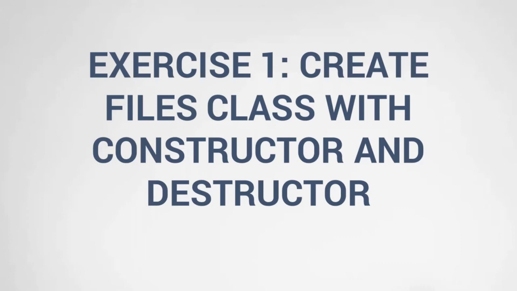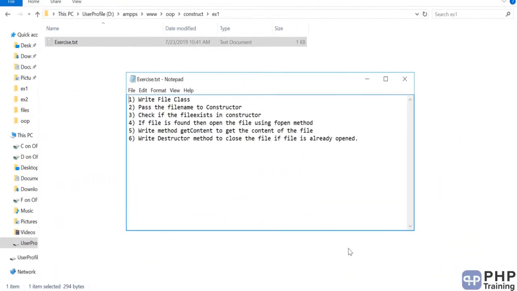Hello and welcome to the exercise section. So let's do some exercises on constructor and destructor using the file class. Here, what you have to do is write a file class and pass the file name to the constructor. Inside the constructor, check if the file exists or not. If the file is found, then open the file using the fopen method, where you'll get the handler of the file. Then you'll write some method to get the content of the file, and in the destructor you close the file if the file is already open.